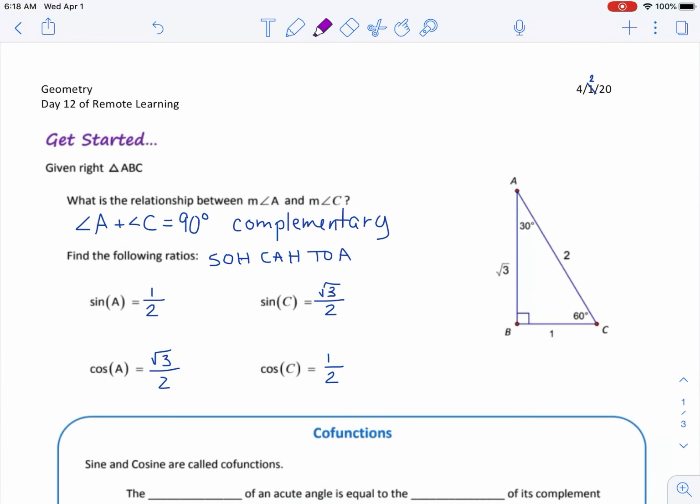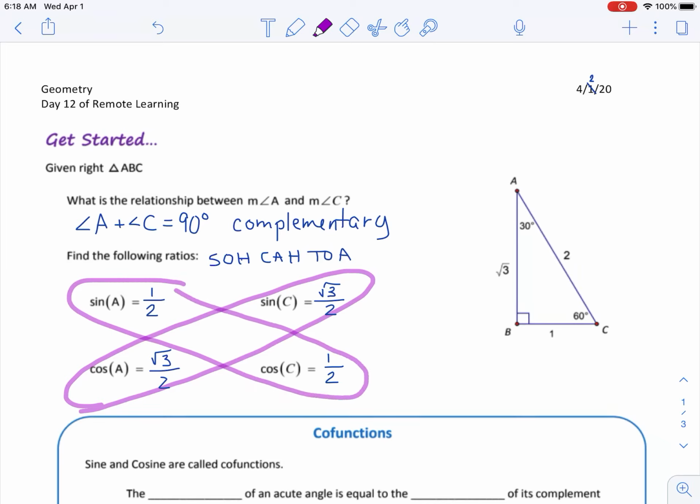So what I want you to notice is, look, cosine of A and sine of C are equal, and the sine of A and the cosine of C are equal. The sine of A is 1/2, the cosine of C is 1/2. The cosine of A is rad 3 over 2, the sine of C is rad 3 over 2. And what do we know about A and C? We know that they are complementary.